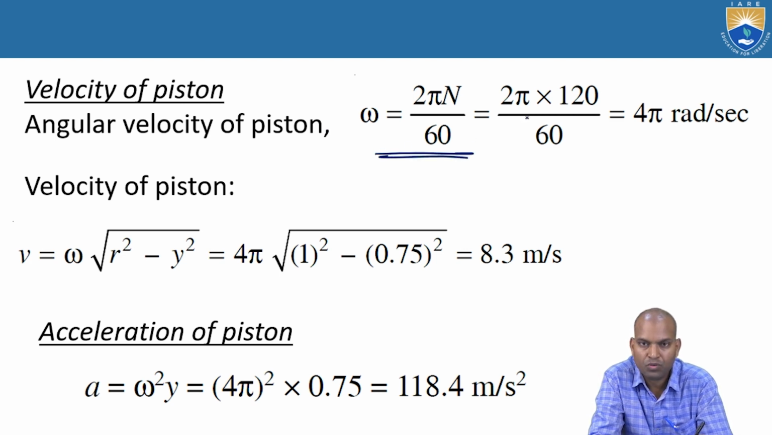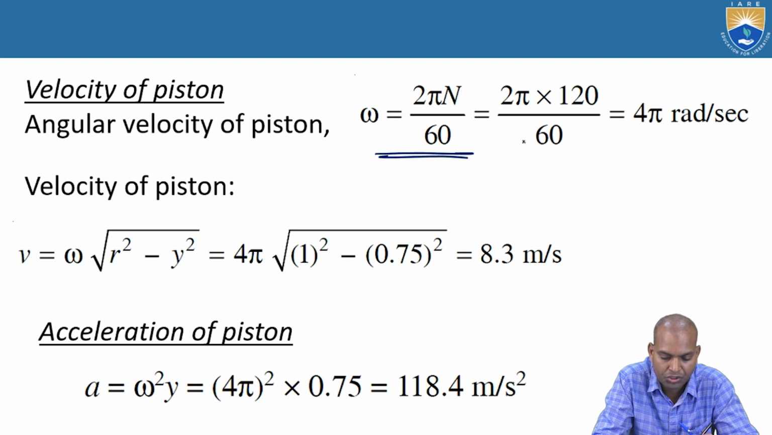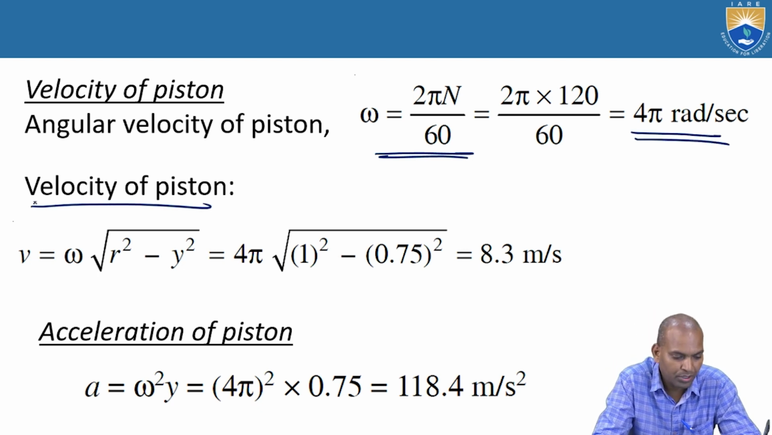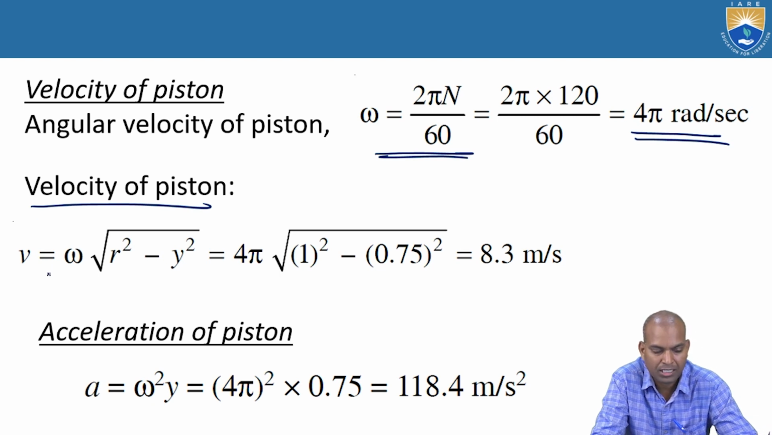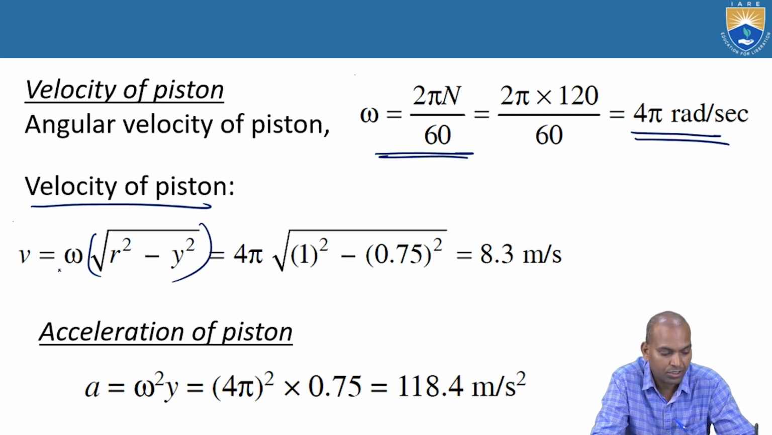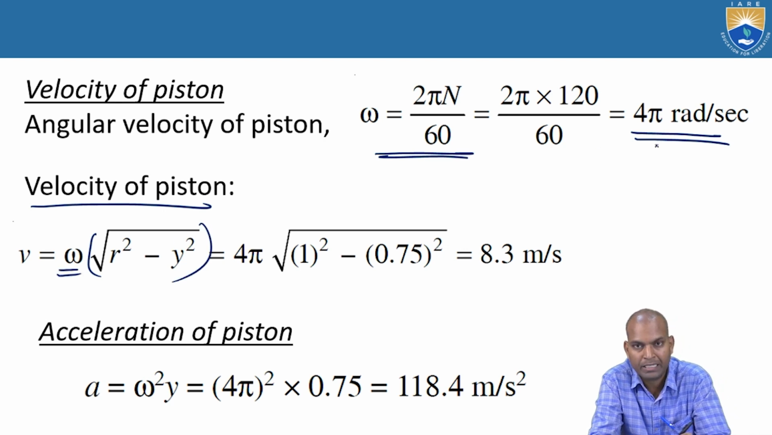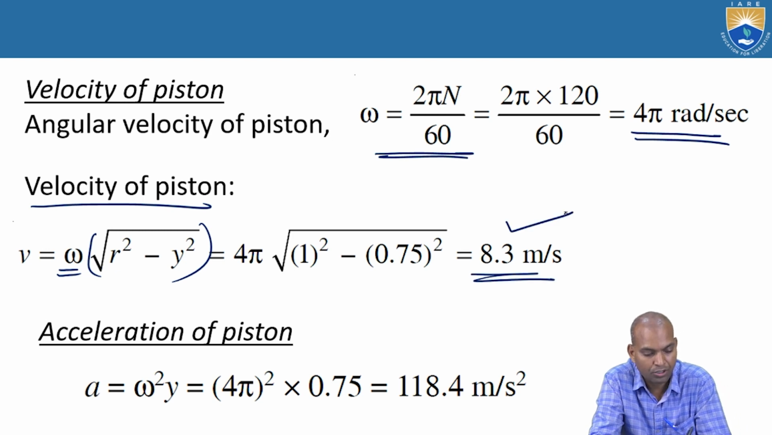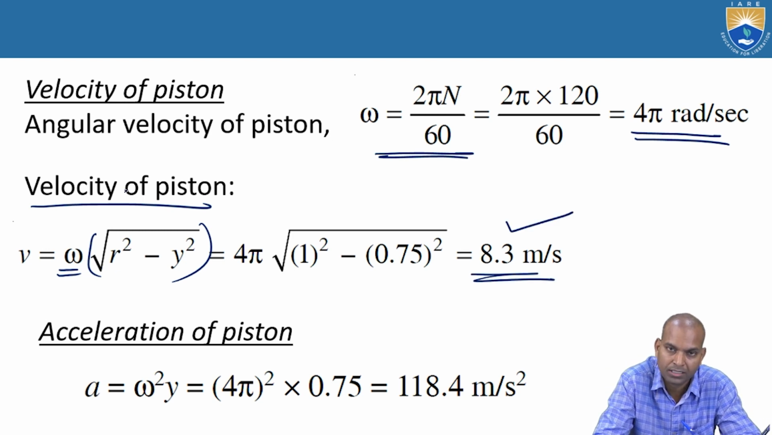With n equal to 120, omega is 2 pi times 120 by 60, which gives 4 pi radians per second. Now for the velocity of the piston, we know the expression v equals omega times the square root of r square minus y square. Omega is 4 pi radians per second, r is 1 meter, y is 0.75 meters. Substituting, the velocity of the piston is 8.3 meters per second.